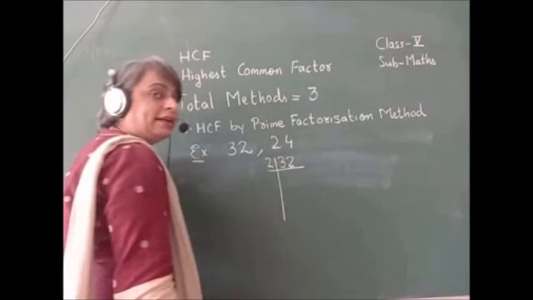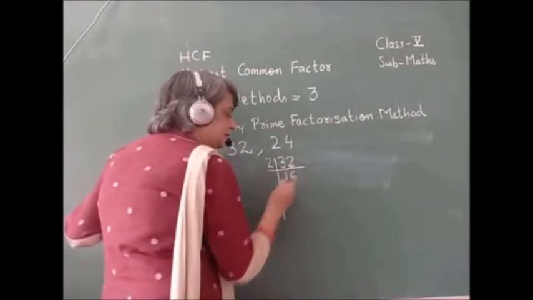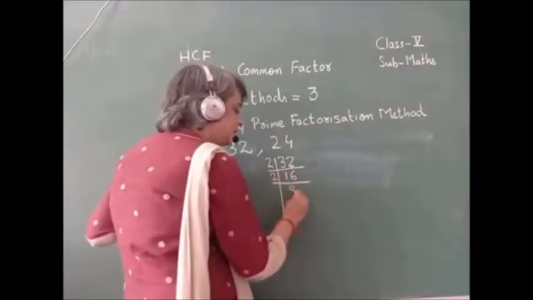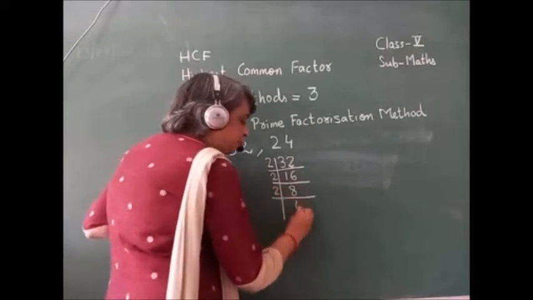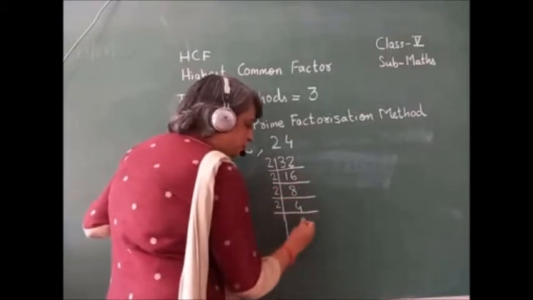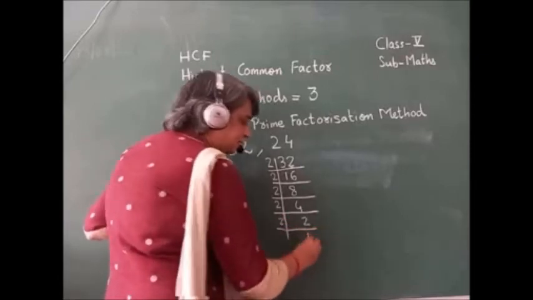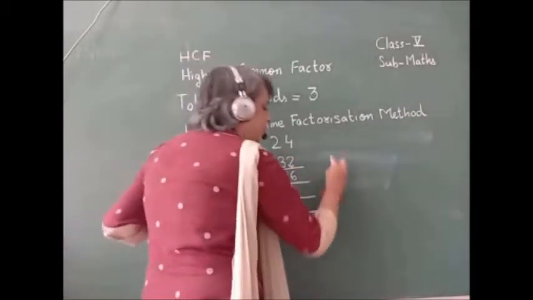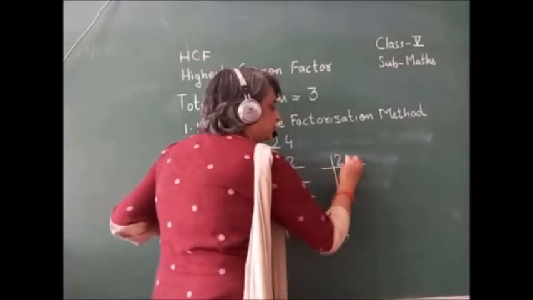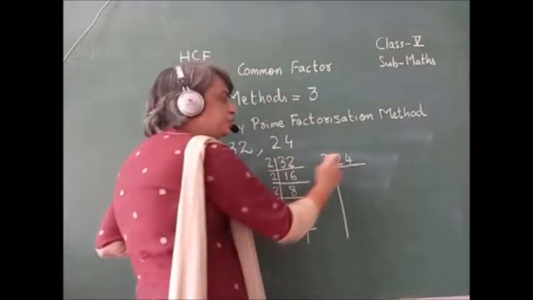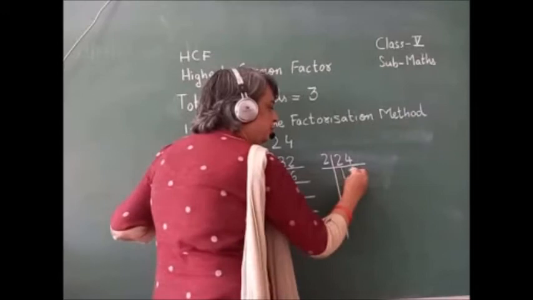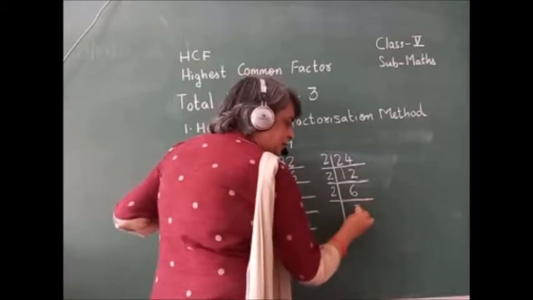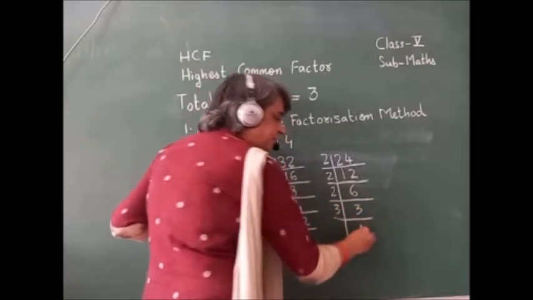In 2's table, 2 sixteens are 32. Again 16 is an even number, so 2 eights are 16, 2 fours are 8, 2 twos are 4, and 2 ones are 2. You have to solve this until you get 1. Similarly, write down here 24. 2 twelves are 24, again 2 sixes are 12, 2 threes are 6, and 3 ones are 3.